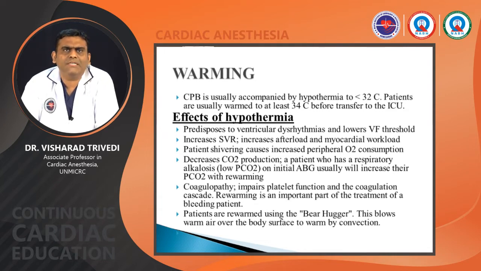What it does to the patient is it predisposes to ventricular dysrhythmias and lowers the ventricular fibrillation threshold. It increases the SVR because of peripheral vasoconstriction. The patient may shiver once they come out of the GA, and that will increase peripheral O2 consumption as well as oxygen demand. It decreases CO2 production because of low metabolism. Coagulopathy is a well-known complication of hypothermia, and the patient should be rewarmed as soon as possible with the use of a Bair Hugger, which blows warm air over the body surface to warm the patient by convection.